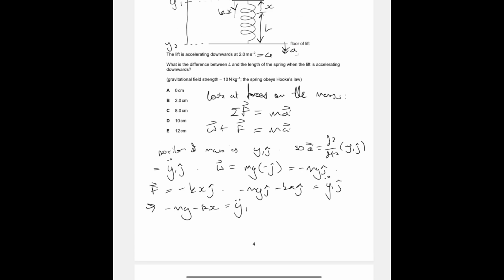So what we're aiming for is an equation that has no y1. We only want x, because x is the only unknown. We just want to think about how the extension varies, because that's basically what this is asking. What is the difference between L and the length of the spring? That's pretty much just another word for x, the extension. So we're going to try to find an equation linking x to y1. I can see one.